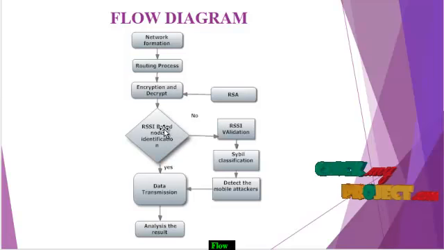If the node is already identified, it will go for the data transmission. Otherwise it will go to the RSA validation, then the Sybil classification, then detecting the mobile attackers. If the node is an attacker, it will not be allowed to communicate. If the node is not an attacker node and is already a node in the network, it will be sent to the data transmission, and then go to the analysis of the results.